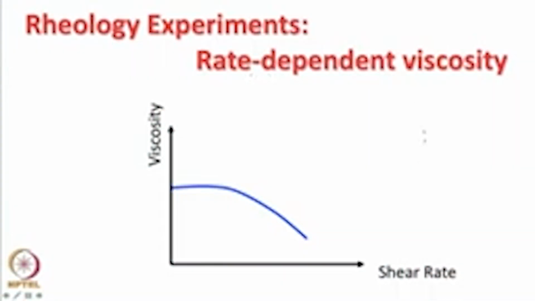For probing the behavior of non-Newtonian networks, you can track the viscosity as a function of shear rate. So, this is an example where the viscosity is constant up to a certain value of shear rate and then drops. This kind of fluid is called a shear thinning fluid.